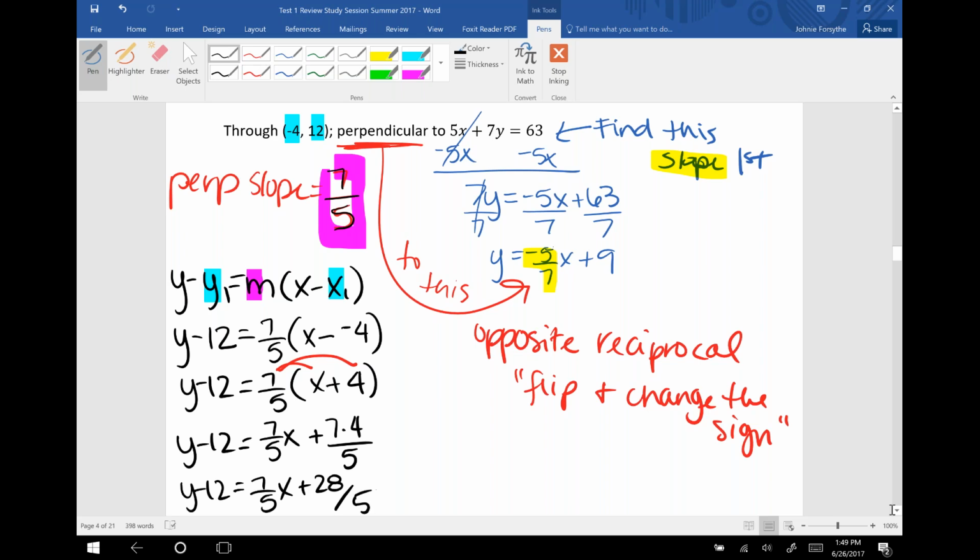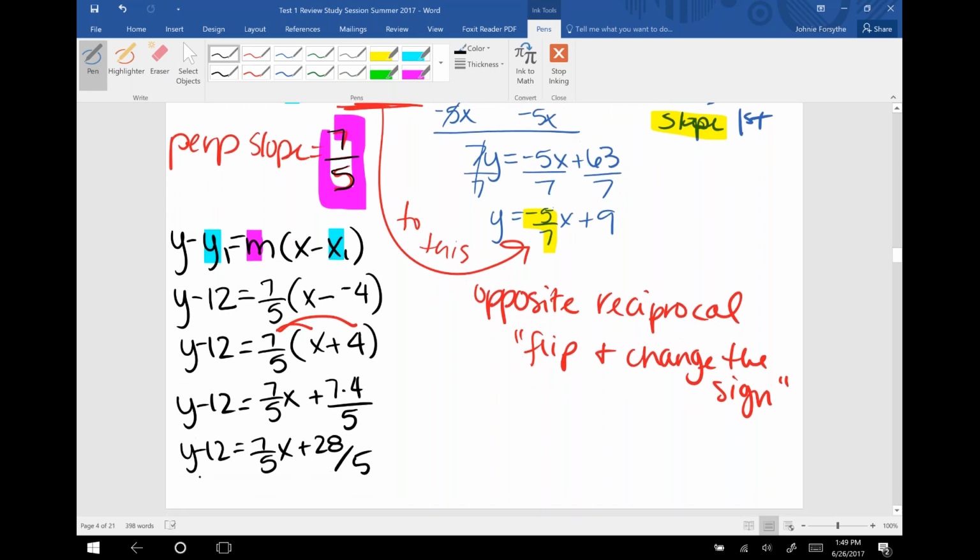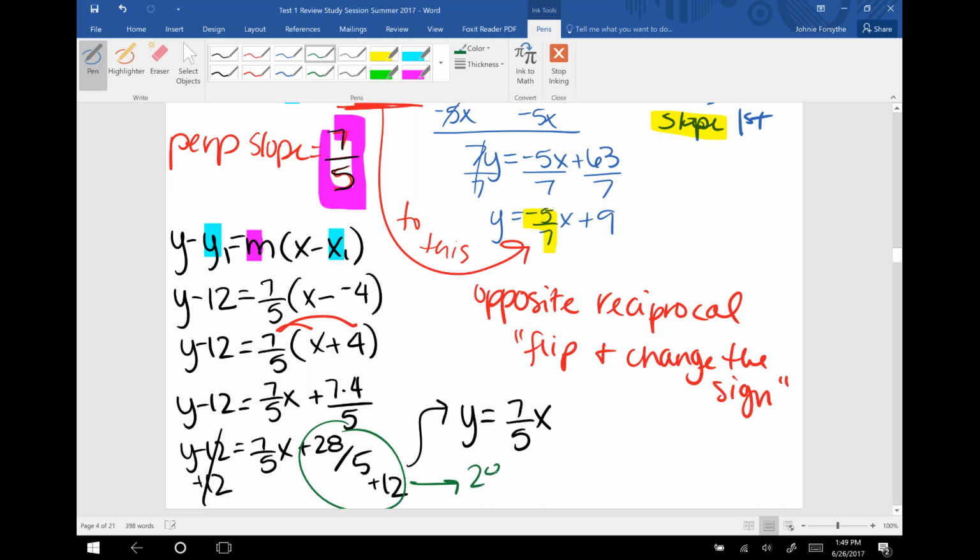And then we're going to add the 12 to get y by itself. So y equals 7 over 5x. And then I'm going to add 28 over 5 plus 12. So I'll do that over here in green. So 28 over 5 plus 12.